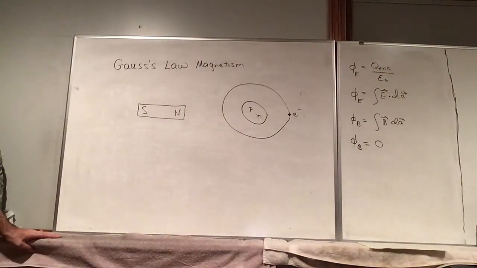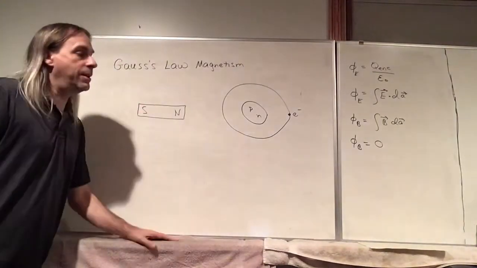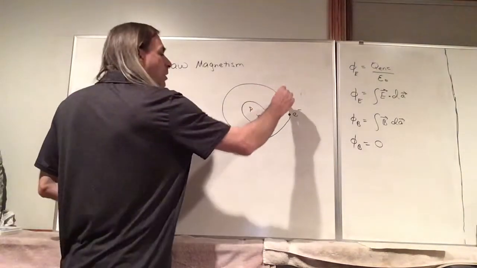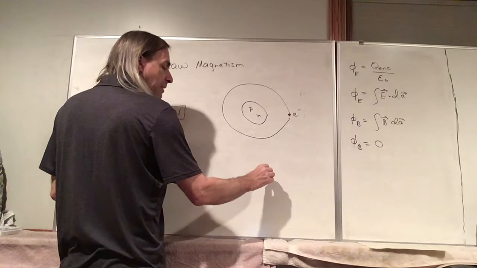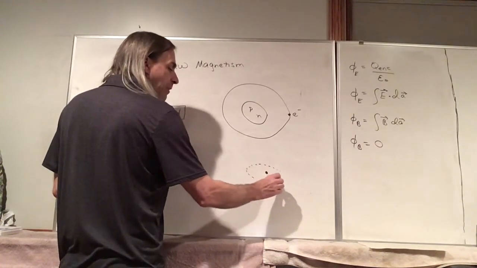And that is a current. This electron is a current. It's a moving charge, and so it should create a magnetic field. Now, say an electron is going counterclockwise. Let's draw this from a different perspective. Say this is the nucleus of the atom, and this is the orbit of the electron.